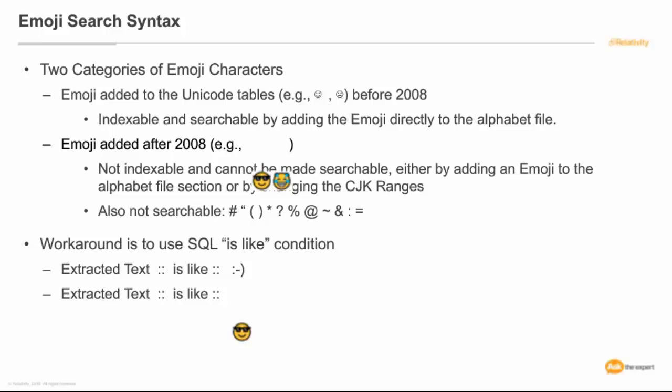An additional issue is that the following characters cannot be made searchable in a dtSearch index. We have the hashtag, the pound sign, the apostrophes, parentheses, etc. These also happen to be very common emoji characters. Examples include smiley face, frowny face, and winking smiley face. The only workaround is to use the is-like condition on the field you're using for the emoji. This will take the literal characters and attempt to find the hits.